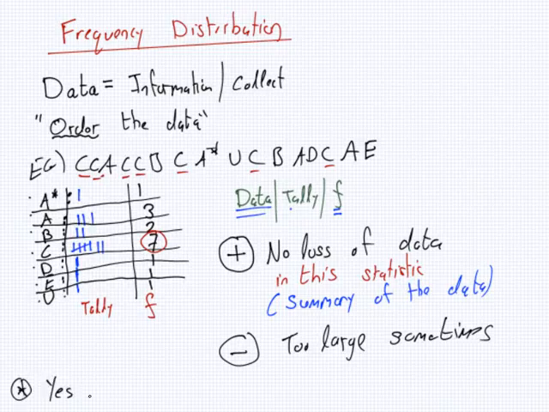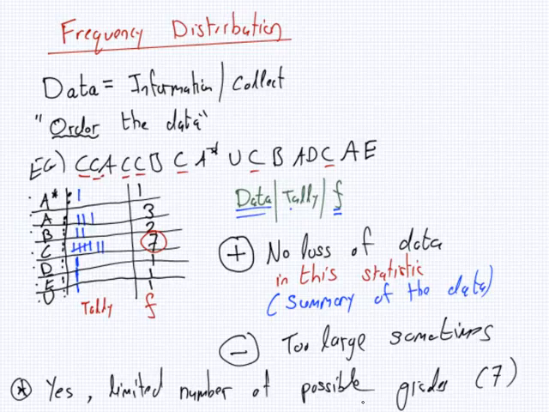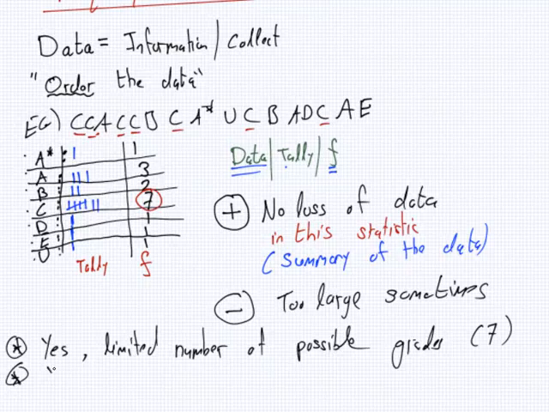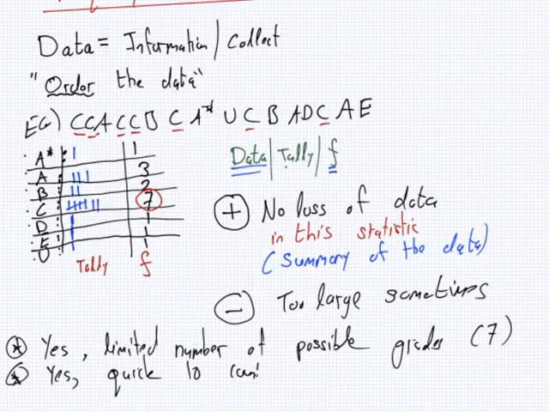Yes, because there's a limited number of possible grades. Actually, how many are there in this case? Did I say 7? Yeah. And also, as you were saying, someone was saying this takes a long time. Yes, it's quick to count or tally the grades. In the exam, you probably only need one good reason, but there's 2 good reasons.